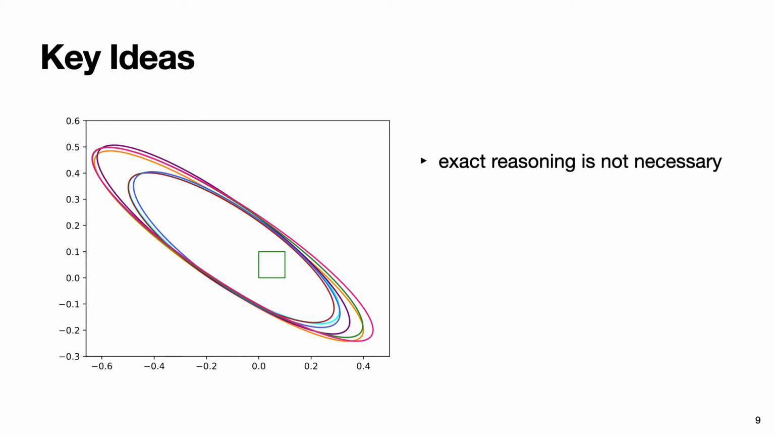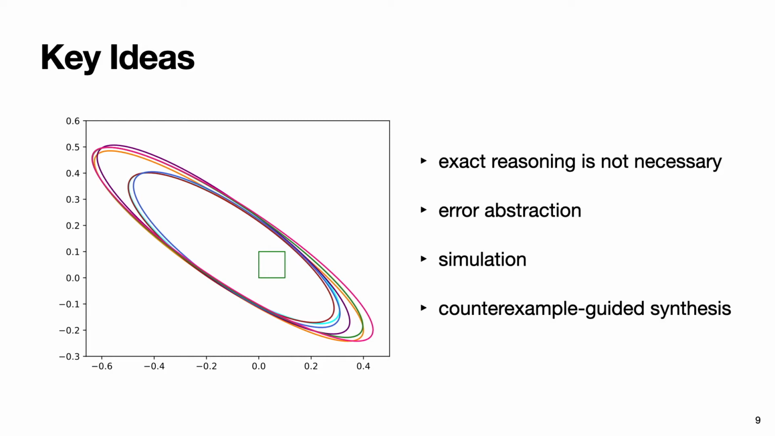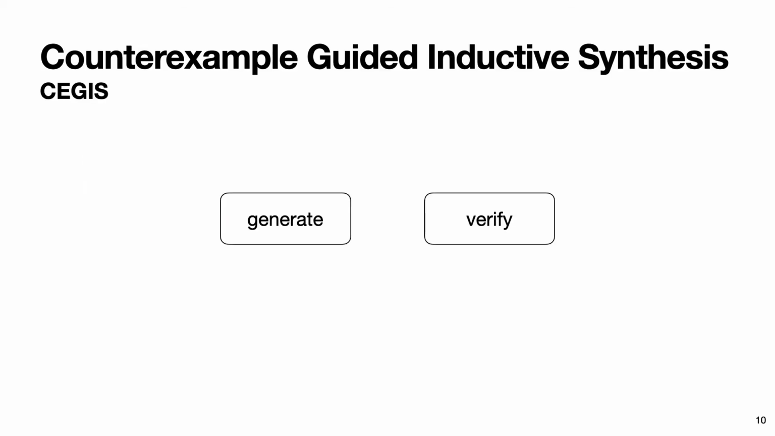There are actually several inductive invariants for the same loop, and we only need to find one of them. And because we do not need to hit this one particular invariant, we can introduce some noise by abstracting the errors away, simulating loop iterations, and using synthesis methods that do not necessarily provide optimality guarantees, such as counterexample guided synthesis. Let me briefly remind you what is the counterexample guided inductive synthesis.